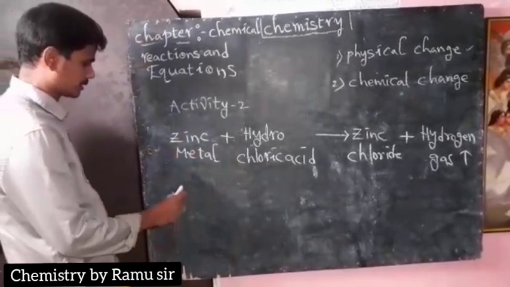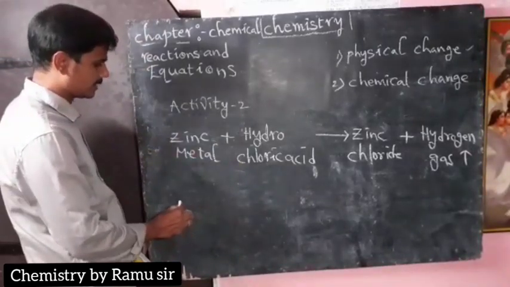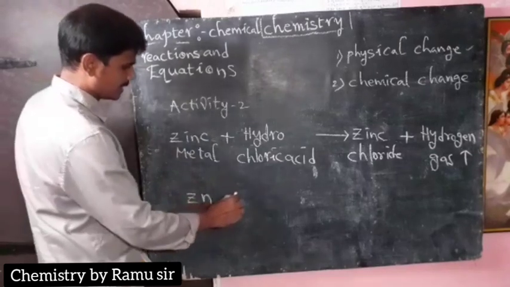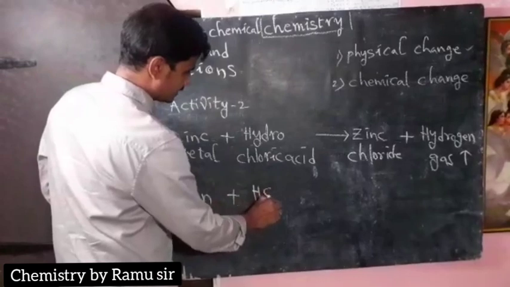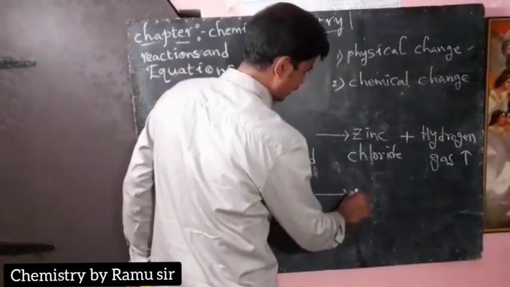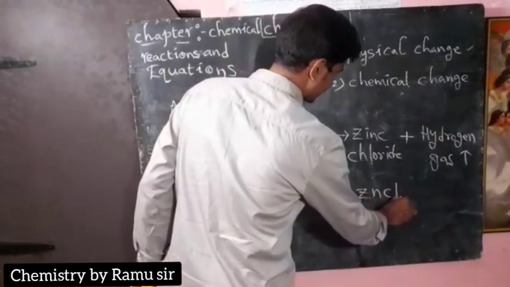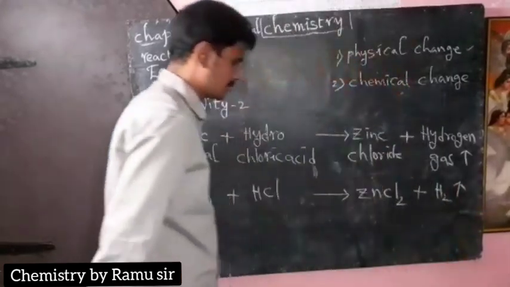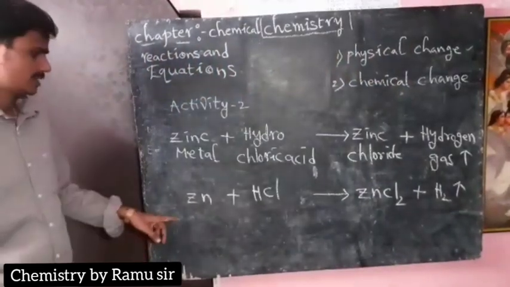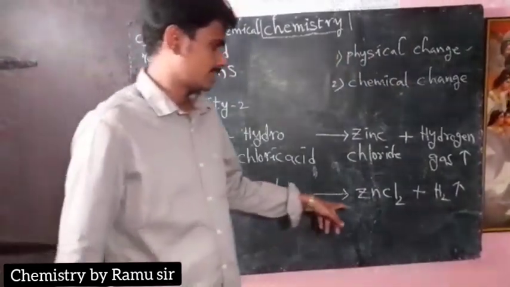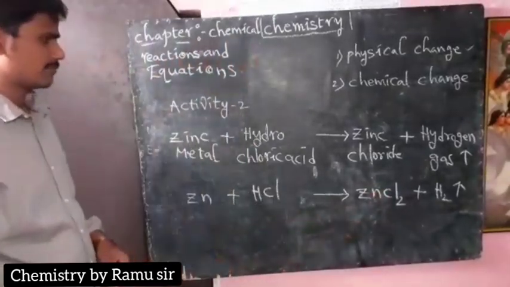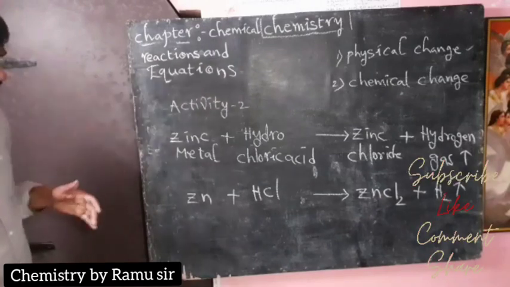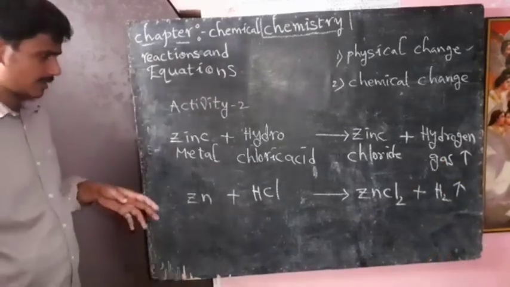Let us write the correct chemical formulas for these chemical names. Zinc metal is Zn, and hydrochloric acid is HCl. Next, zinc chloride is ZnCl2, and hydrogen gas is H2. So this is the chemical equation for the above activity: Zn plus HCl gives rise to ZnCl2 plus H2. This is an unbalanced equation. How to balance a chemical equation, let us see in the next class.